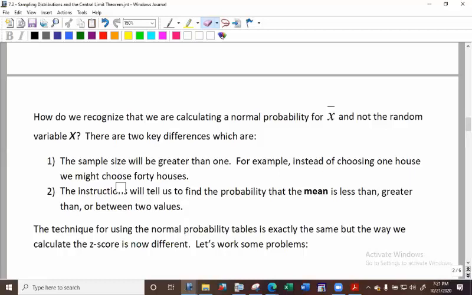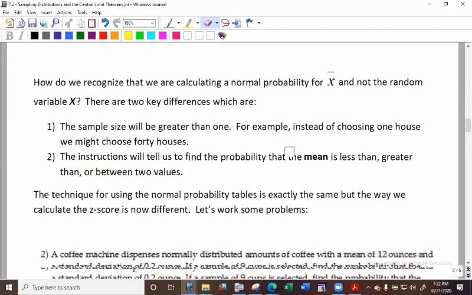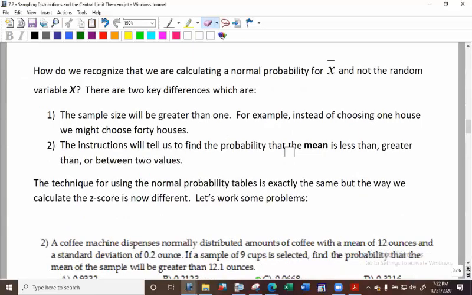Also, the wording for these problems is going to say find the probability that the mean is less than, greater than, or between two numbers. The mean, not just the value of one thing. So really, the only key to this is calculating the Z. If you get the Z right, everything else logically is the same. That's the only difference.